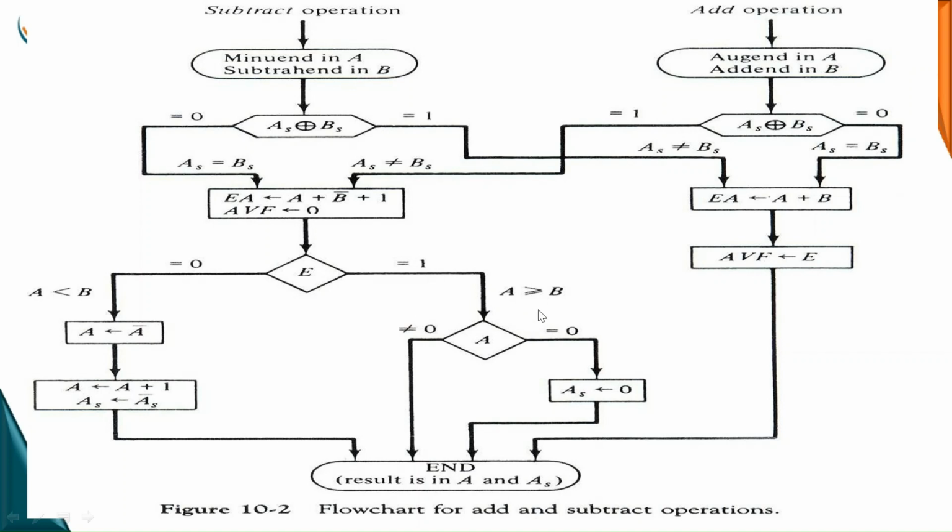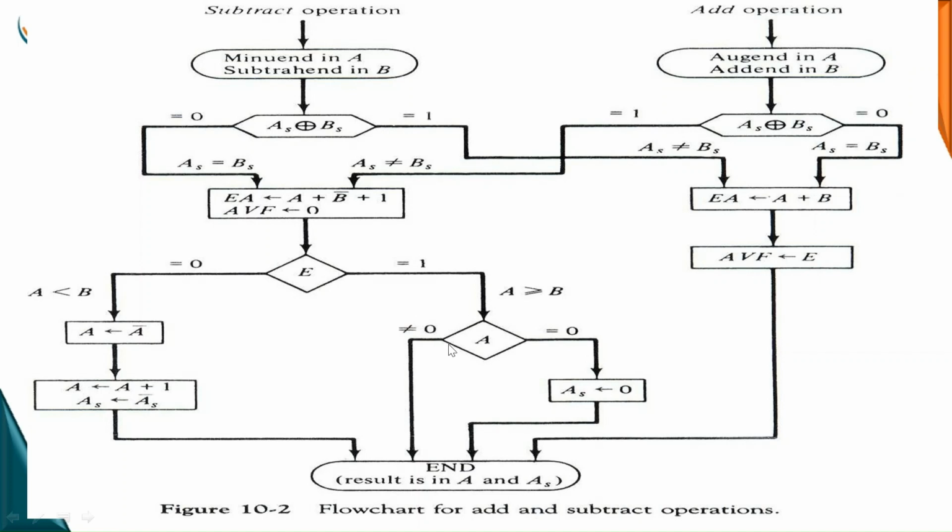If both A and B are equal, then obviously when you are performing a subtraction, the result will be 0. So you are checking the result. What is the content of register A? If it contains 0, it means A is equal to B. Then the result will be 0, so you are making the sign of your result 0, positive, because 0 is always a positive sign.